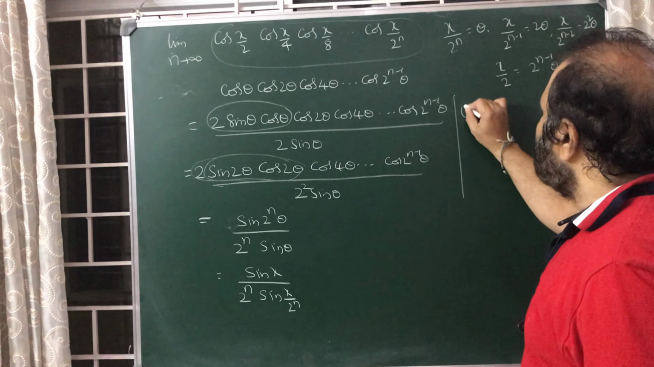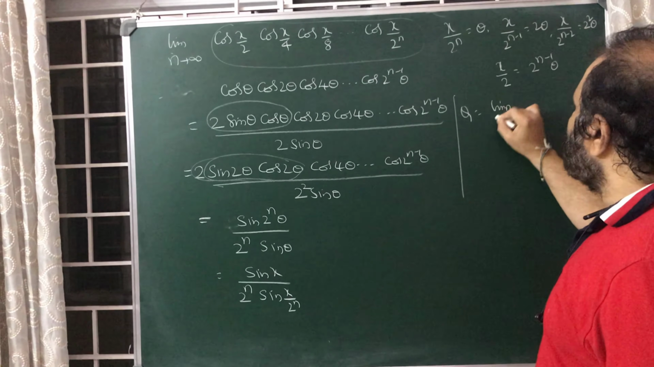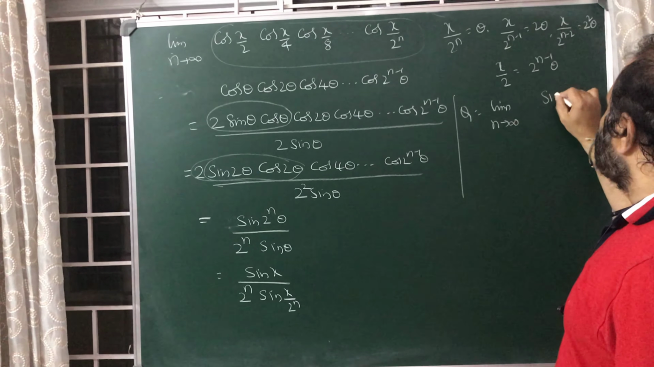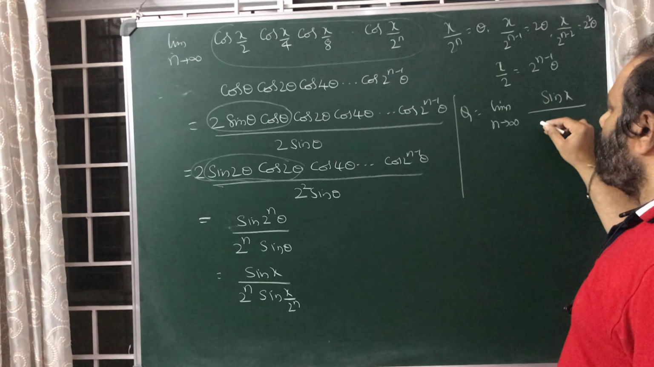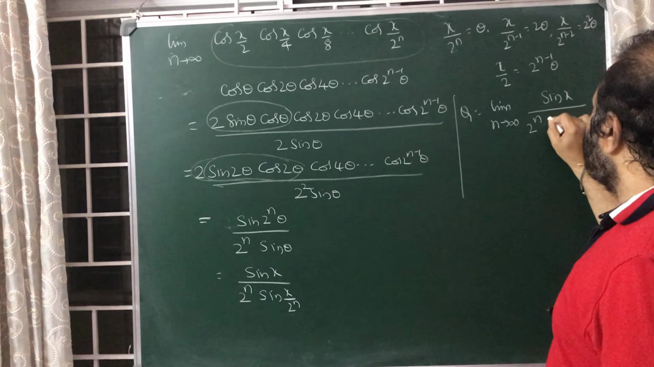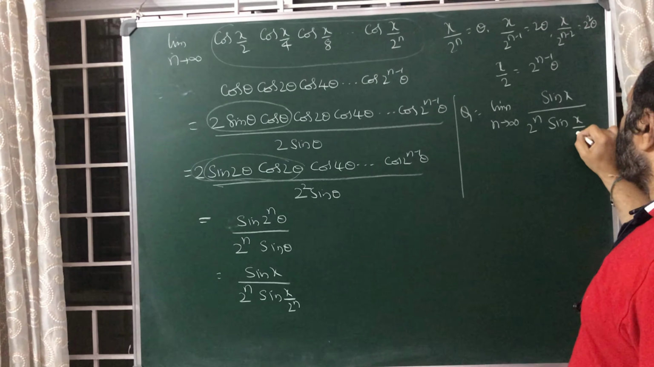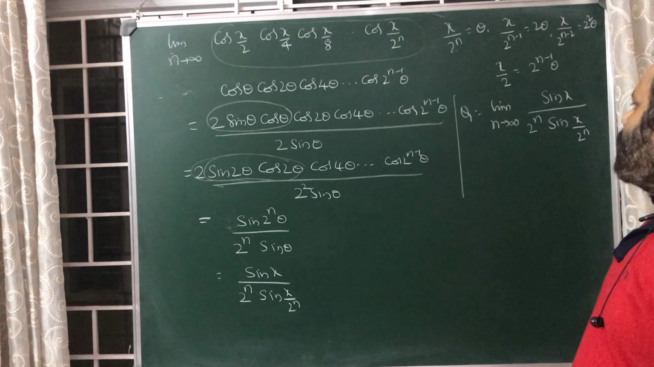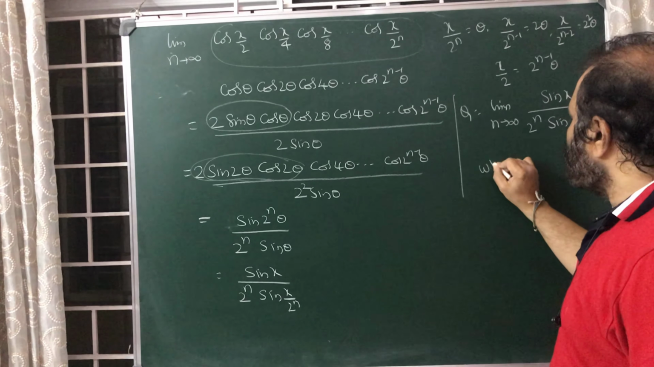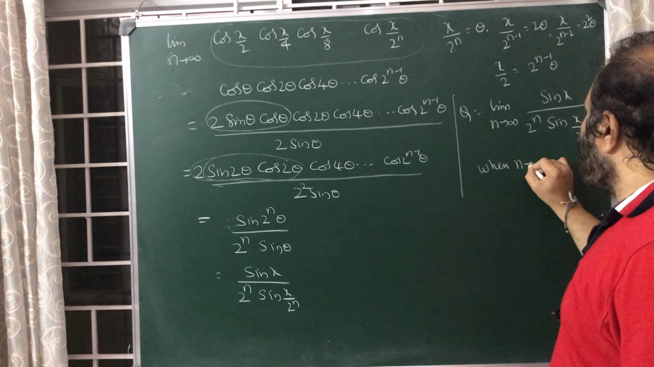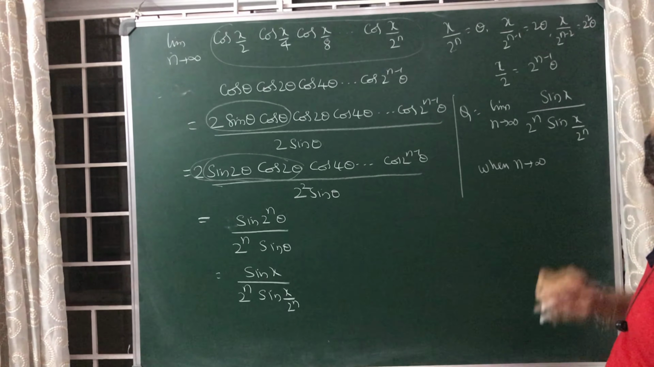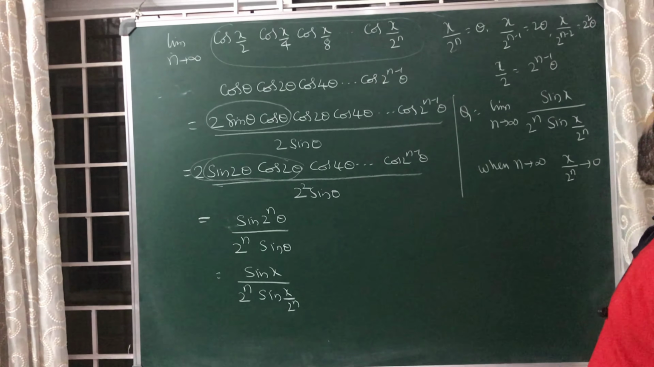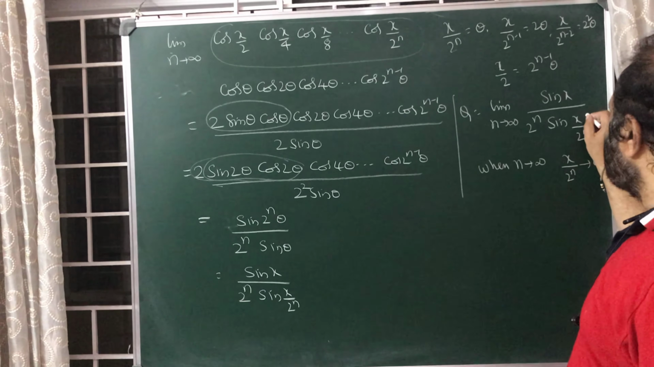Now the question will become limit n tends to infinity of sin x by 2 power n into sin x by 2 power n. Now we have to see here, whenever n tends to infinity, no doubt 1 by 2 power n tends to 0. So x by 2 power n is tending to 0.